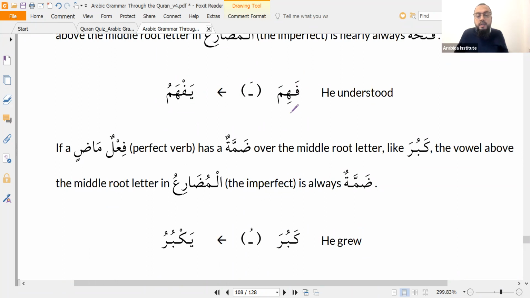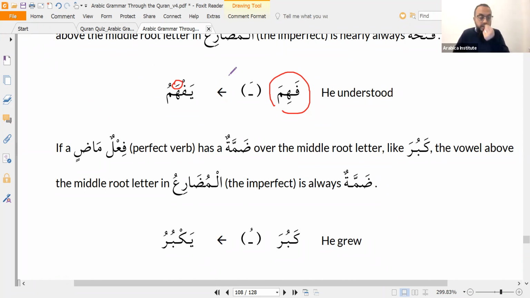Now, 99% of the time, or maybe 98, or maybe 95, I'm not sure, but a very high percentage of the time, where you have fatha, kasra, fatha, you'll have fatha in the imperfect. So if you see this and you don't know this, you take a guess. What's your guess? It's fatha. Yeah, you bank on fatha. If it was a Who Wants to Be a Millionaire question, you'd bank on the fatha. You say fahima yafhamu, even if you don't know.